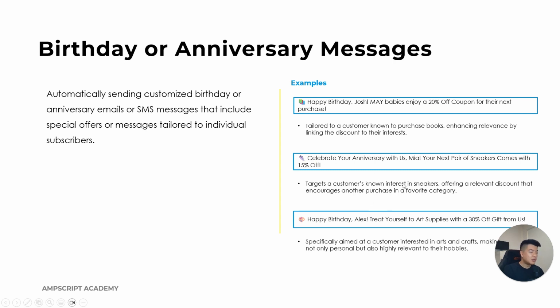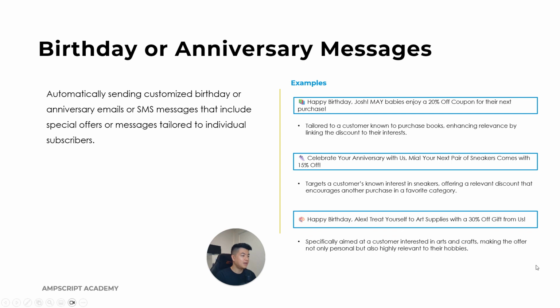Because you know the interests of your customers, they really like sneakers, you can actually put that in the subject line. So for example, this next pair of sneakers, that can be like a dynamic component. So instead of next pair of sneakers, it could be your next shirt or hat or pair of socks, whatever it is, you can make that dynamic in the subject line itself, which is really powerful.